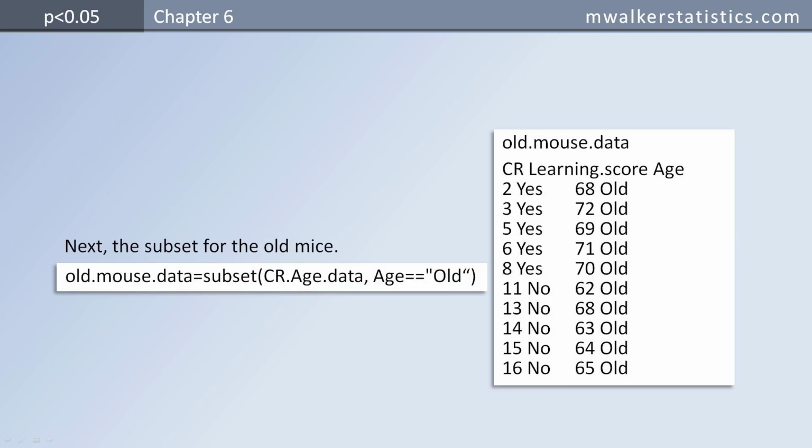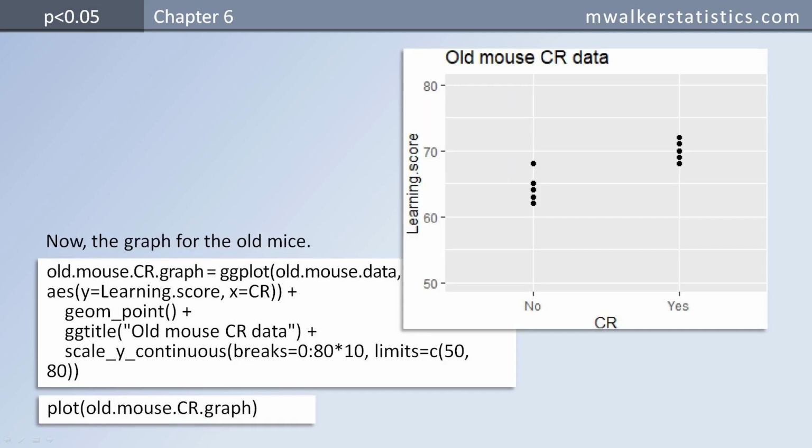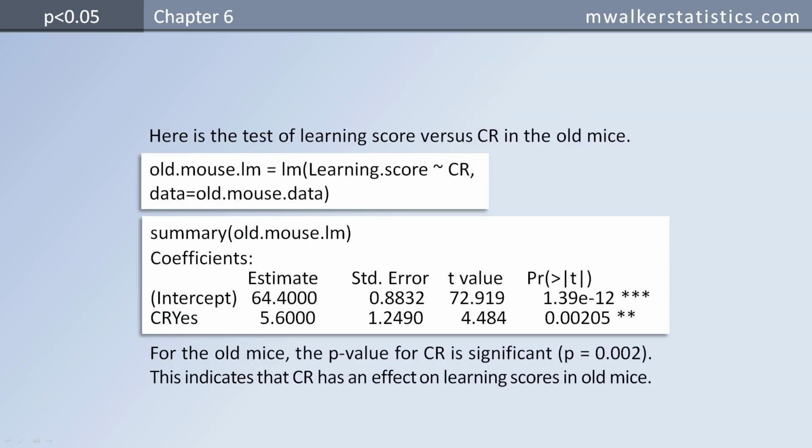Next, the subset for the old mice. Now, the graph for the old mice. Here is the test of learning score versus CR in the old mice. For the old mice, the p-value for CR is significant, p equals 0.002. This indicates that CR has an effect on learning scores in old mice.